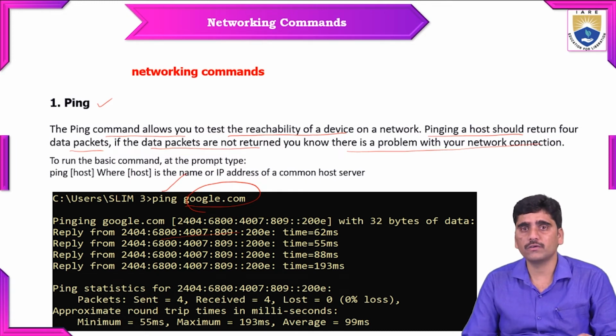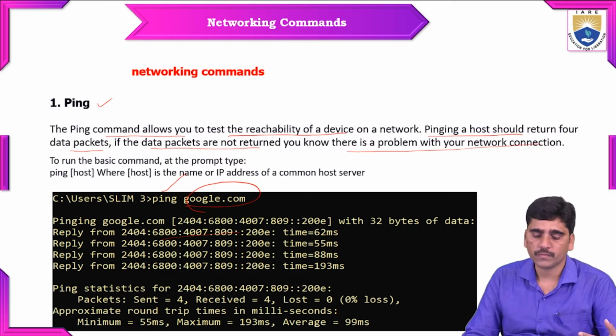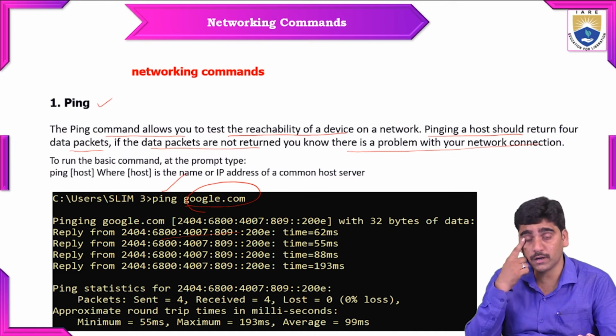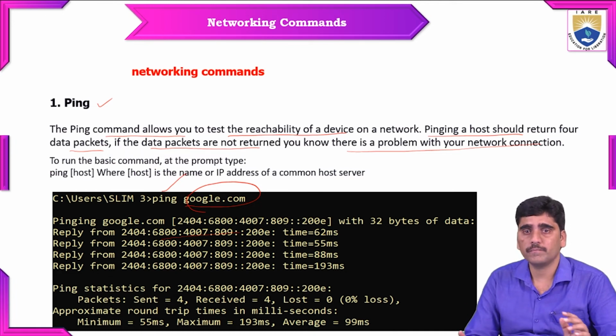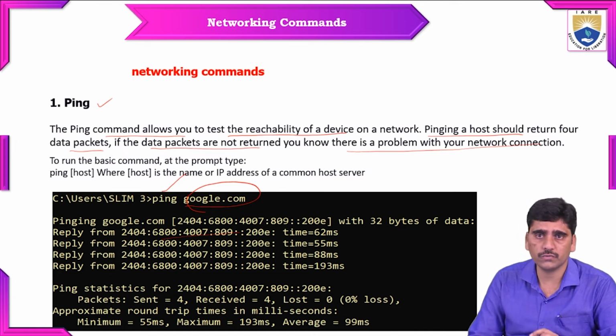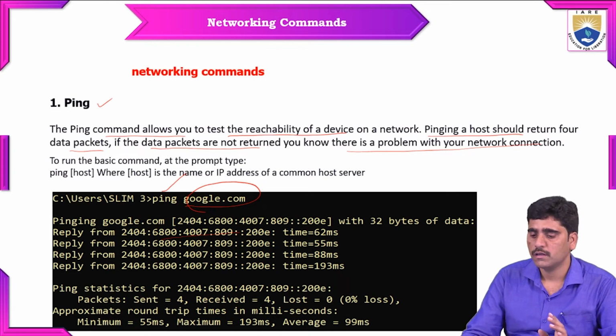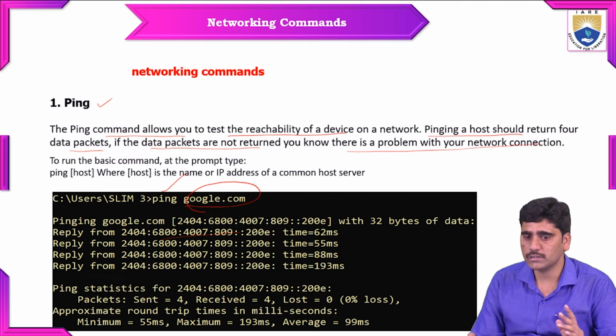So to run this command, what we have to do? We have to type the command ping, space, and type the host name or IP address. So in the internet protocol address, we can have two types of components actually. One is the network ID and the second one is the host ID.